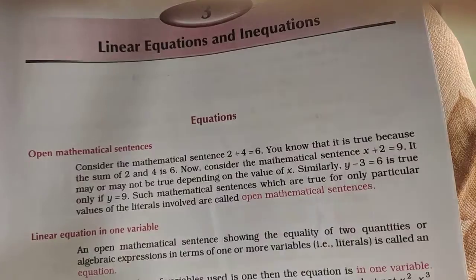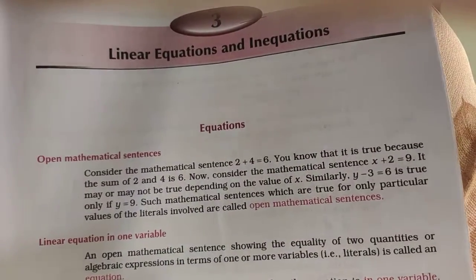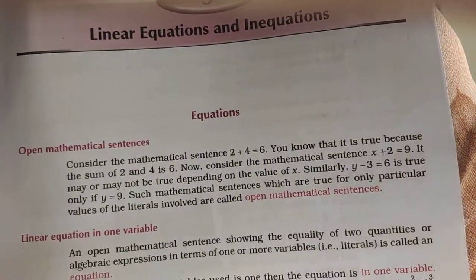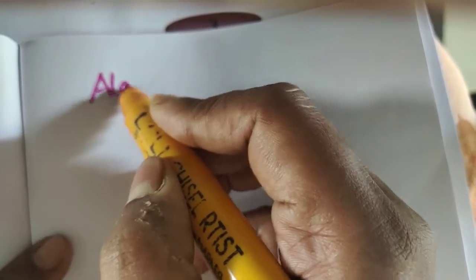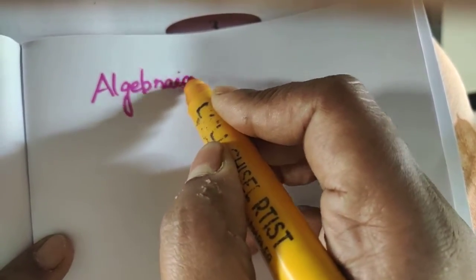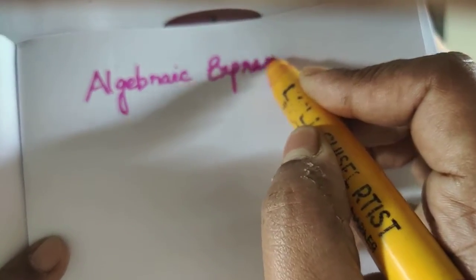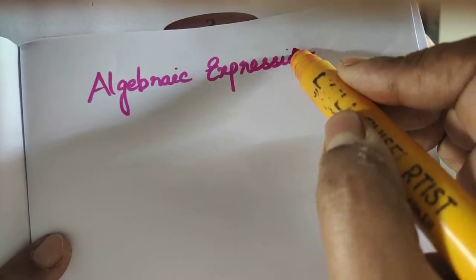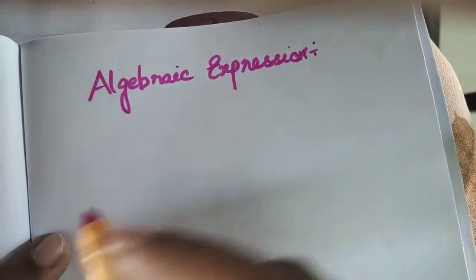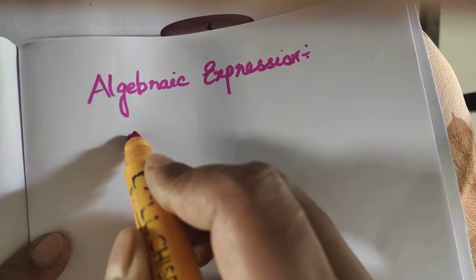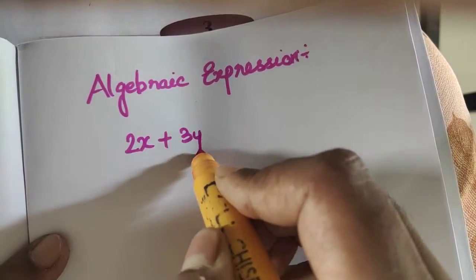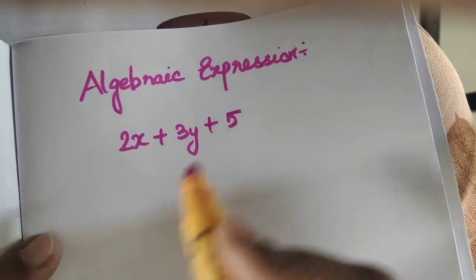Now we all know what is an expression. Now, what are algebraic expressions, children? An algebraic expression is, when I have an expression like this, 2x plus 3y plus 5. This is an algebraic expression.